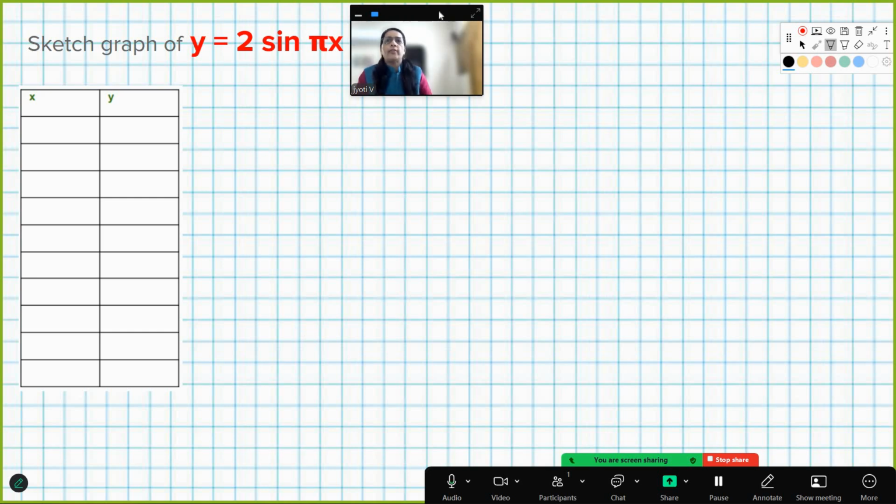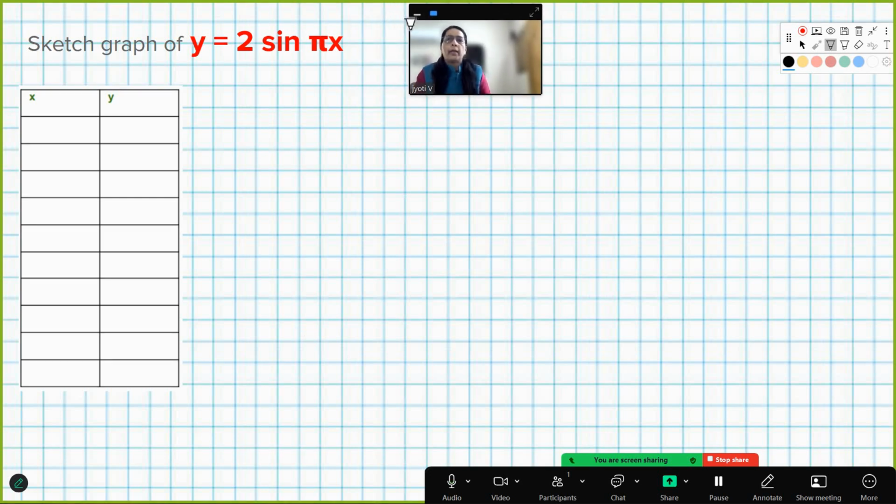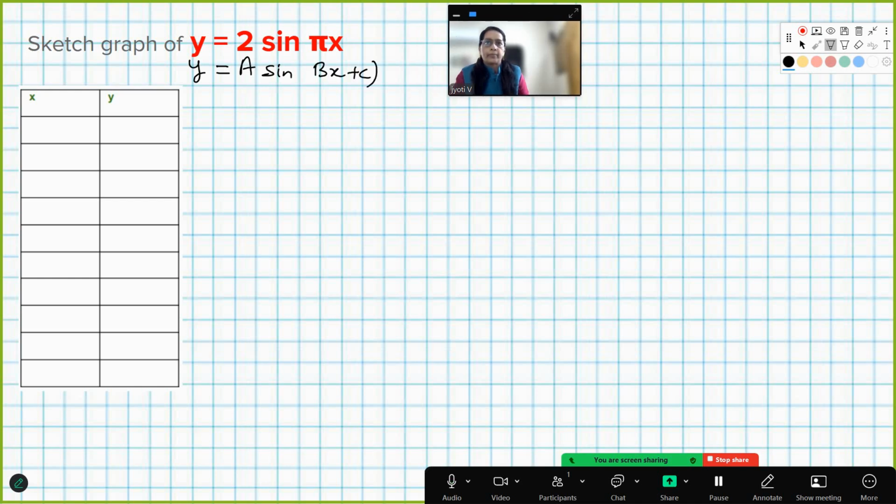For drawing the graph, we have to compare the given equation with the standard form, that is y is equal to a sine(bx plus c) plus d. So a is the amplitude, b will help us to understand the period of the graph, c will tell us how much phase shift, and d will tell us how much vertical shift the sinusoidal graph is going to have. So first, let's collect the data.